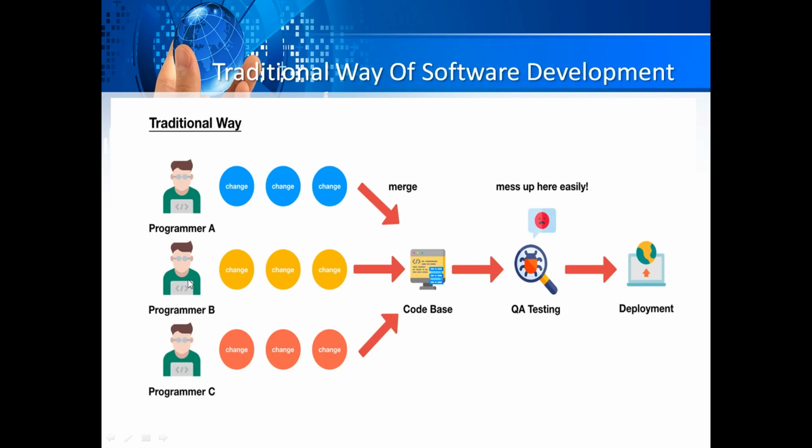If two developers work on the same file, a conflict will be created. Then there is a very high chance of bugs coming in. So we have to rectify that code and merge it carefully, which is a very headache task. And after that code merging, we have to go to QA testing.